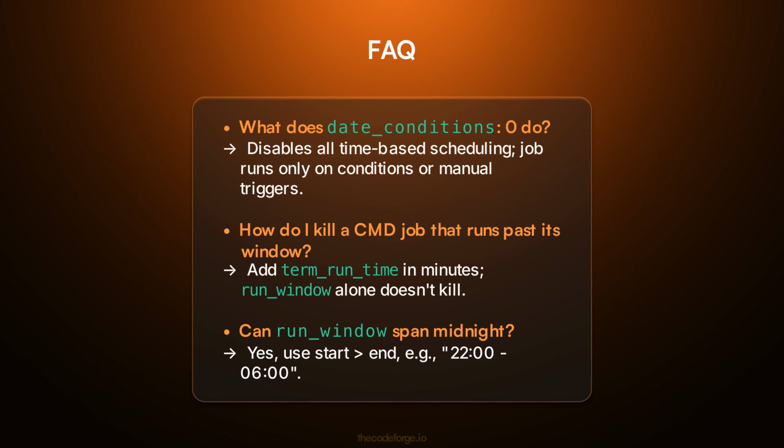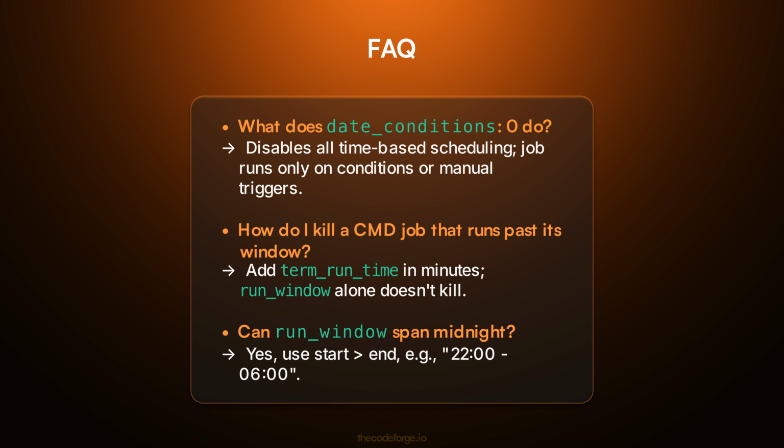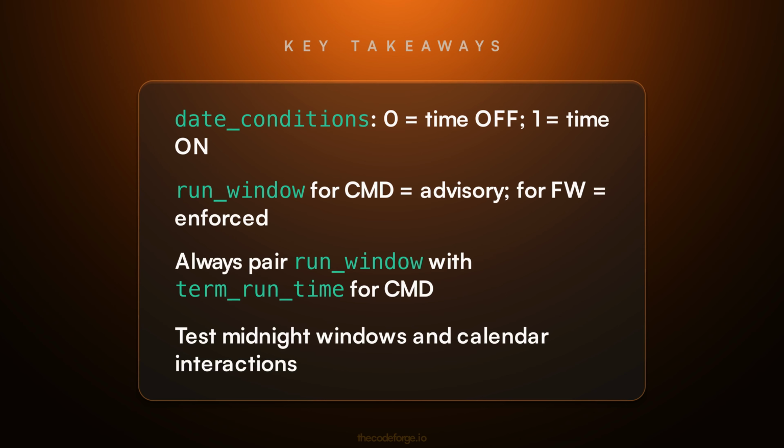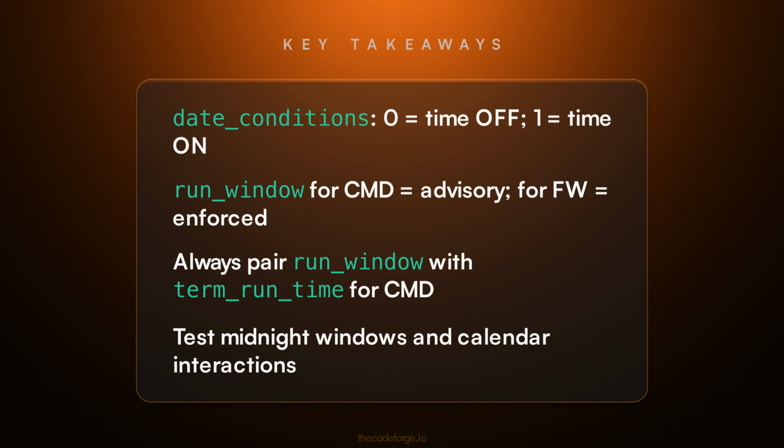And a few frequently asked questions. What does date conditions 0 do? Disables all time-based scheduling. Job runs only on conditions or manual triggers. How do I kill a CMD job that runs past its window? Add term runtime in minutes. Run window alone doesn't kill. Can run window span midnight? Yes, use start-end, e.g., 22:00-06:00. To recap, date conditions is the master switch.